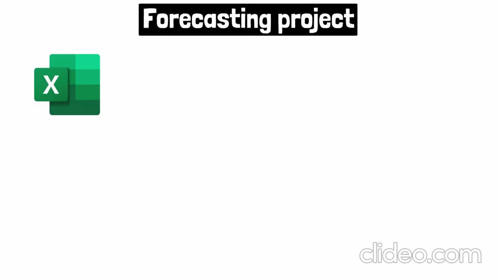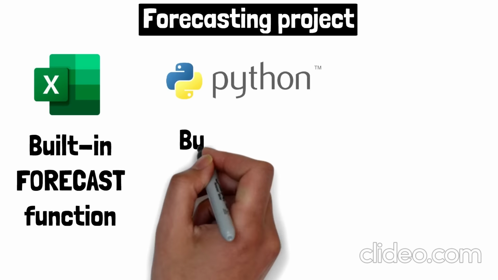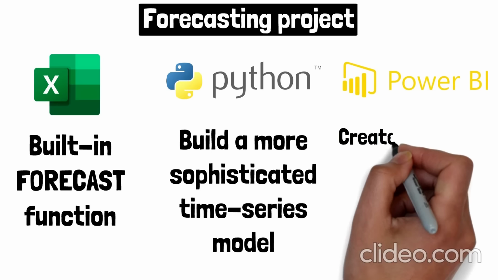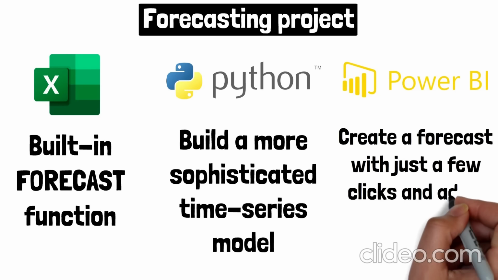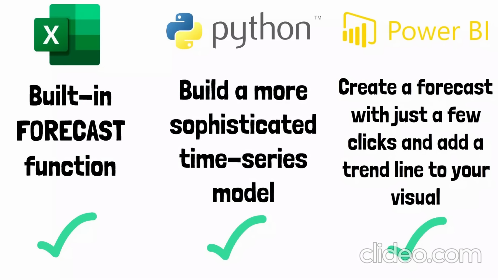Let's imagine a simple forecasting project. In Excel, you might use the built-in forecast function. In Python, you could build a more sophisticated time series model. In a BI tool, you could create a forecast with just a few clicks and add a trend line to your visual. Each tool gets you an answer, but with different levels of complexity and accuracy.